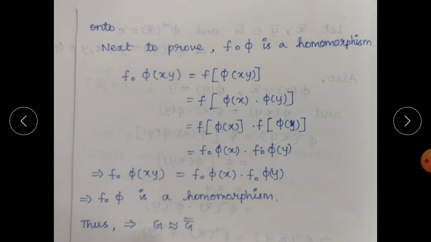So in this theorem we are seeing that phi from G to G bar being isomorphic is an equivalence relation. An equivalence relation means we have three steps: step 1 is reflexive, step 2 is transitive, step 3 is symmetric. The first one, reflexive, means G is isomorphic to G. That is, using the identity mapping we can easily show that.